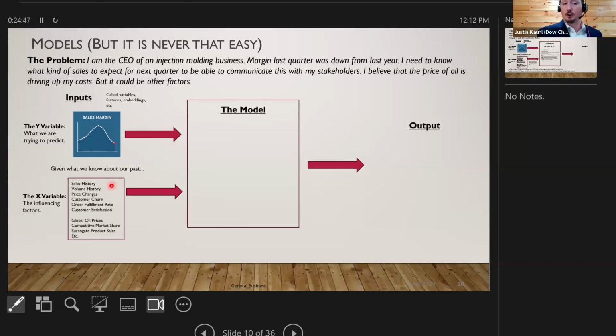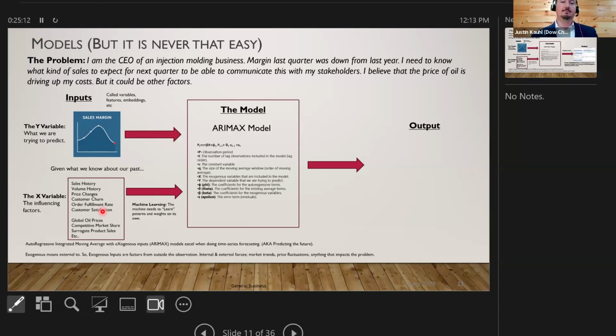Those would all be internal X variables, and external X variables that you don't directly control, for example, are global oil prices, where you stand on the competitive market share, what the product sales are. So if we do a surrogate analysis on one of your products, how is another product that's very similar to it competing in the market? So we can bring this in. It can go on and on and on. I've done models that have 10,000 variables, for example, as inputs.